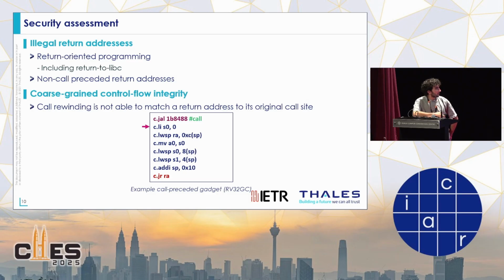So here we have an example of a call-preceded gadget. That's the name of the remaining gadget in the application space. Here we have the ROP gadget. Here is the call instruction, and with call rewinding this is the only instruction that would be a target for attackers to use.